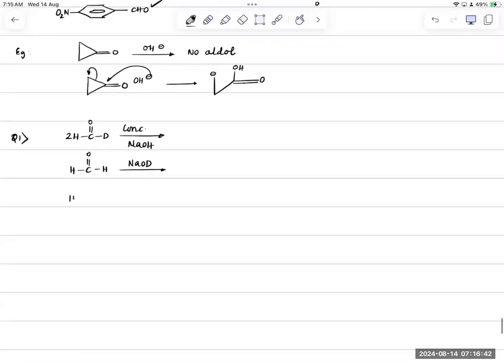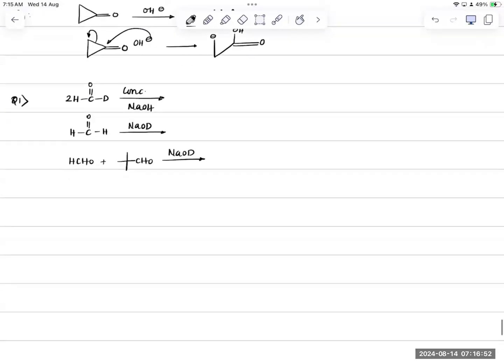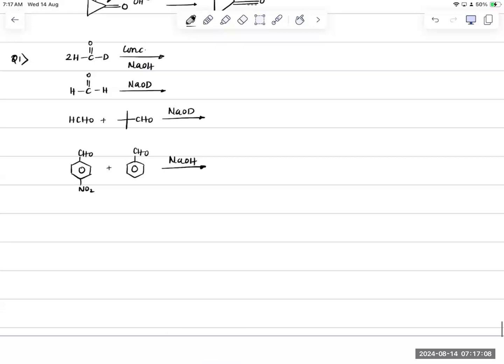Next, HCHO plus CHO in the presence of NaOD. Next, CHO NO2 plus here benzaldehyde only in the presence of NaOH. Check out what are the products we are getting.